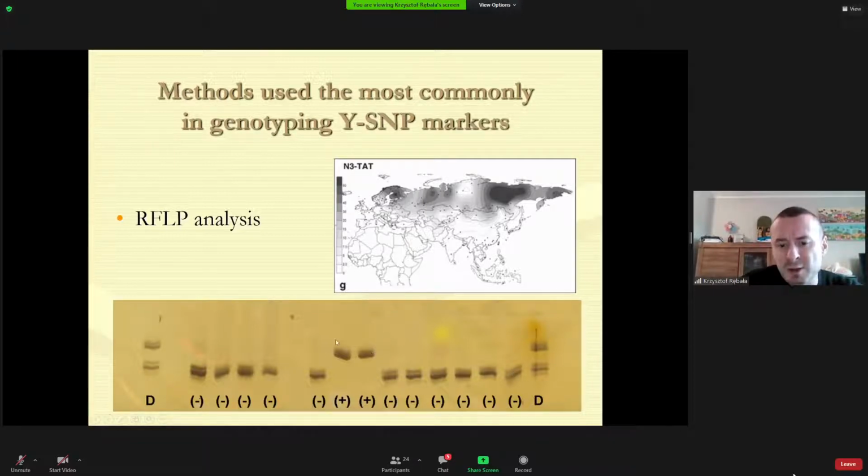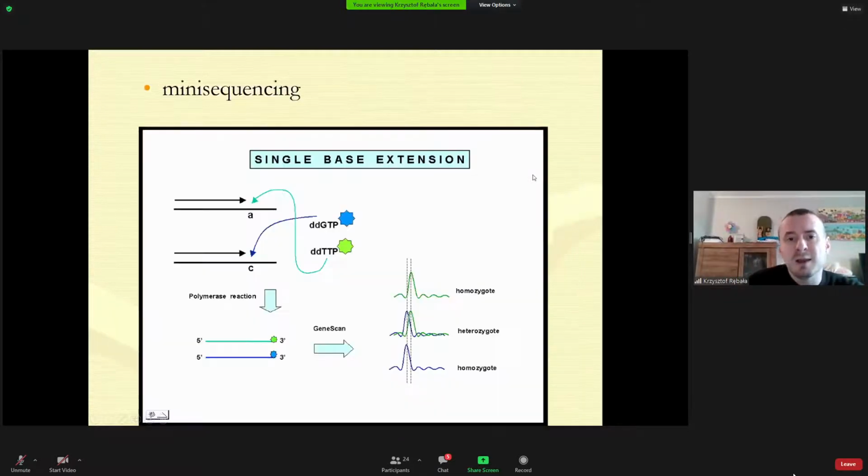And the DNA of these 2 individuals was not digested, so the fragment is longer. So it means that these two individuals from Poland belong to haplogroup N3, which is typical for Northern Eurasia. And of course we can use minisequencing to detect exactly the haplogroup, to analyze exactly the locus responsible for the haplogroup.